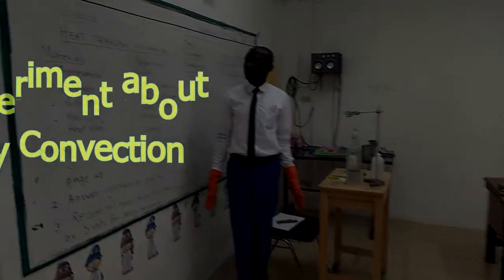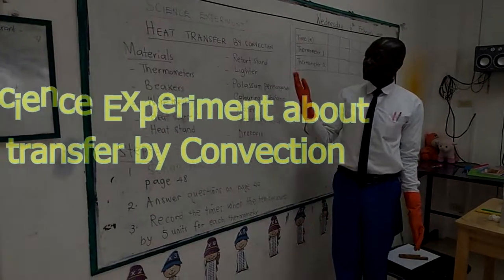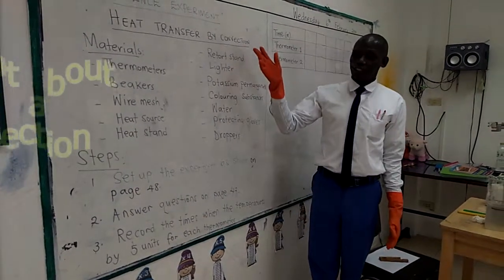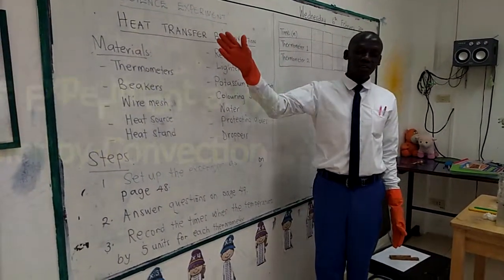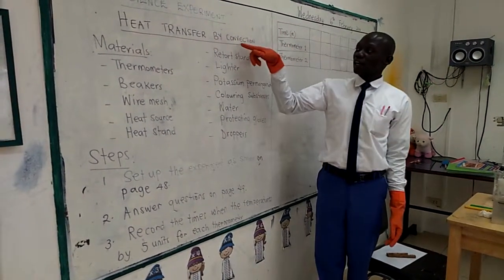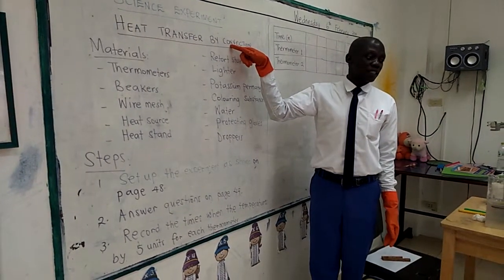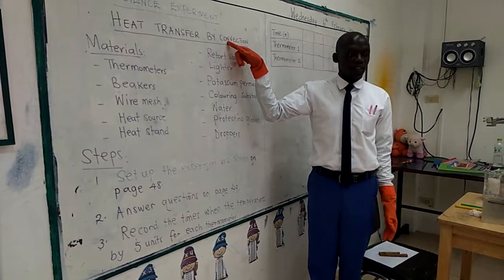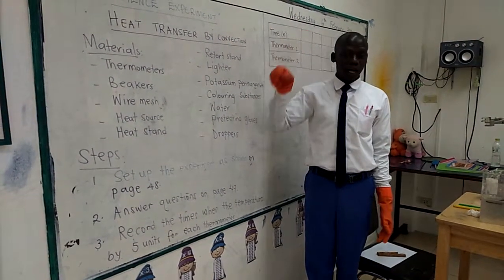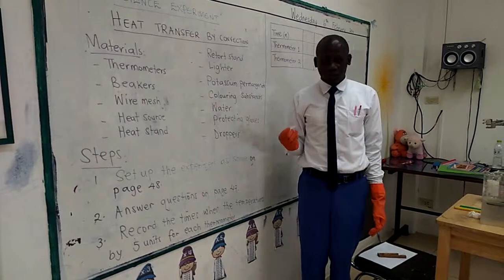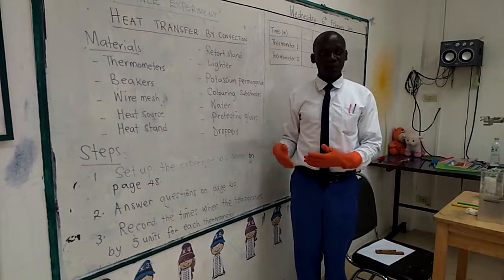Okay, sit down. So today we are going to have an experiment about heat transfer by convection. Briefly, I'll have to explain this. Heat transfer means heat moving from one place to another, from the source to other places. Convection takes place in liquids. Remember, heat transfer is the transfer of heat from high temperature to low temperature. So there must be a certain medium or media that allow heat to pass through.